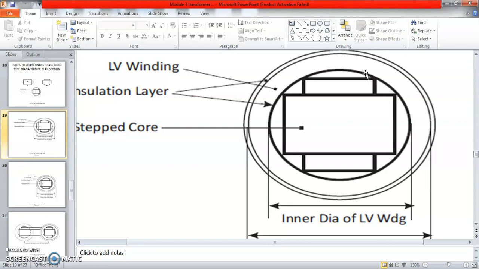Next, what about the outer diameter of LV? They specify it. This is the outer diameter of LV. Getting what I'm telling? First the core diameter, after that insulation: 24 centimeter is the core diameter, 25 is the inner diameter of LV. Think that 30 is the outer diameter of LV. Afterwards again 1 centimeter insulation. So: core, insulation, inner diameter of LV, outer diameter of LV, and then this one is the insulation layer. Next, the third step.